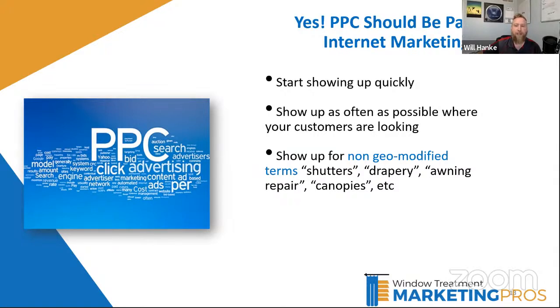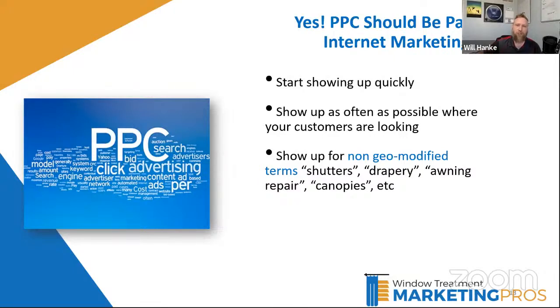Showing up for non-geo-modified terms. So by non-geo-modified, I mean it doesn't have a location tied to it. So typically, a lot of people will type in, drapery store near me or something like that. That's a geo-modified location. So you can start to show up for some of these more generic terms.